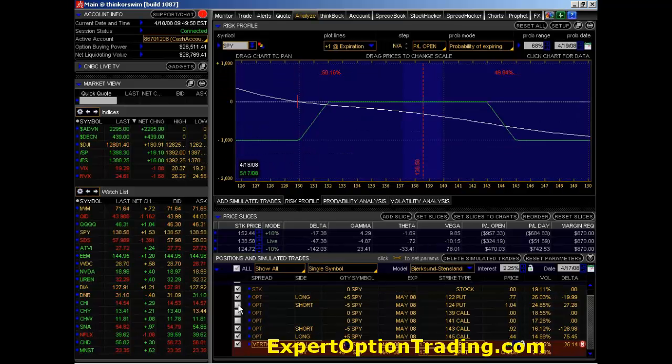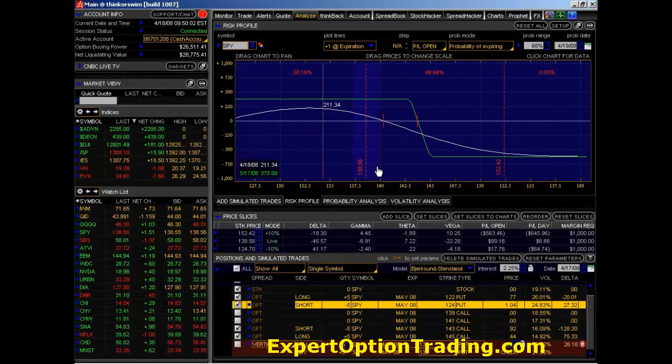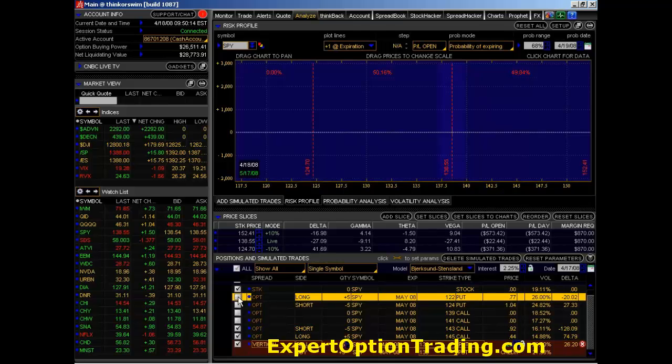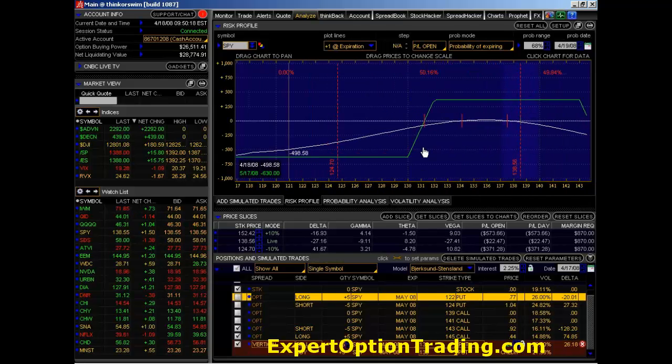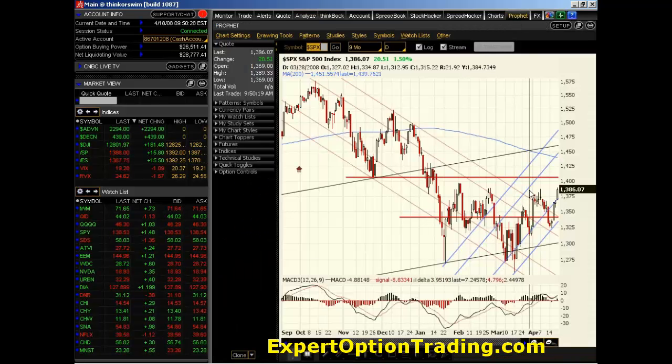Before it was, let's take a quick look at that. Before it was way down there. Our break even is around 123 down here. And if we put this position on and take off the one that we have for a profit, then it moves our break even up to about 131, which is fine. But let's take a quick look at the chart. 131 on the SPY.